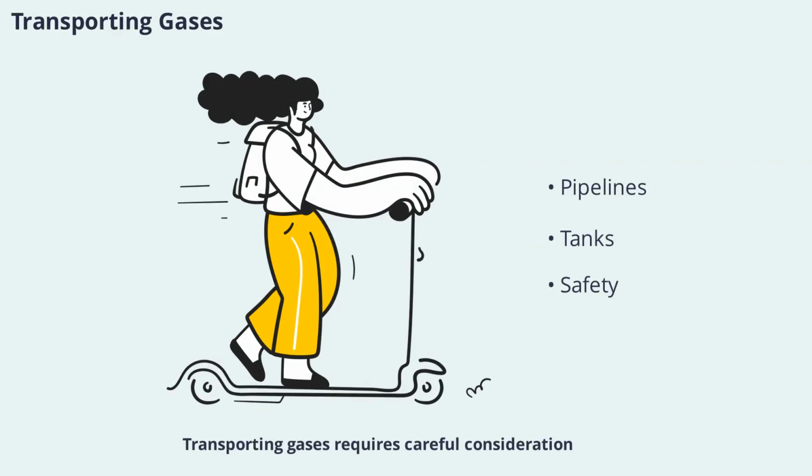Transporting gases requires careful consideration of their properties and behavior. Pipelines, tanks, and cylinders are designed based on gas laws and real gas concepts. Safety and efficiency are paramount in industries that rely on gas transport.